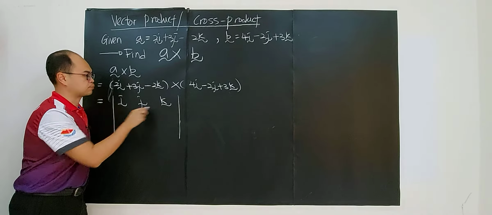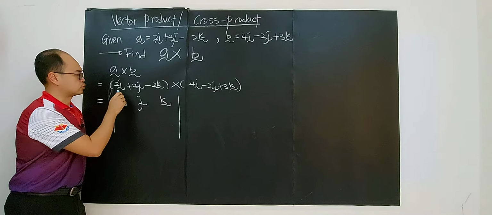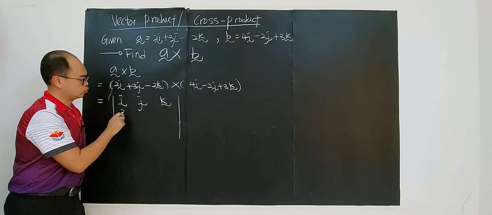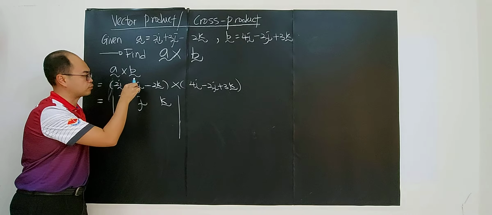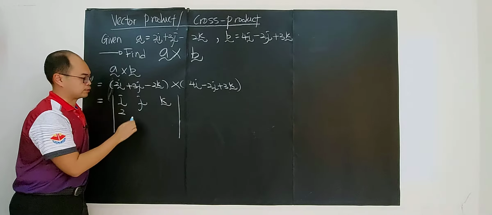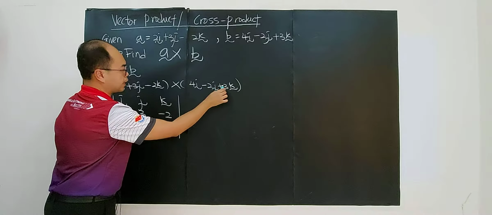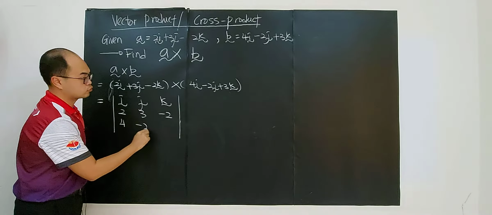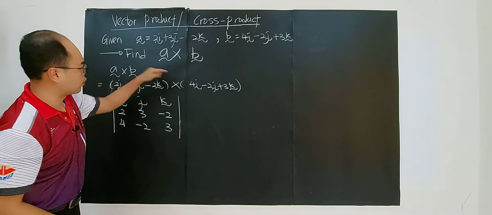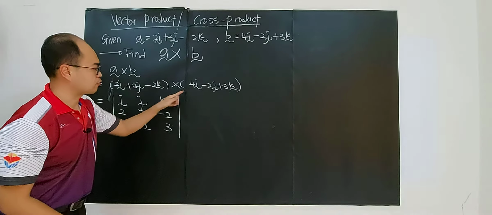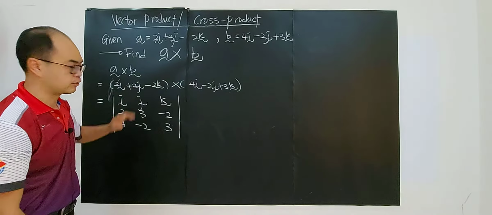For the determinant, the first row will be i, j, k. In the previous video I showed x1, y1, z1, so the second row is 2, 3, negative 2, and the third row is 4, negative 2, 3, which are x2, y2, z2. I'm not going to expand one by one, as it's very time consuming. That's why I took so long to explain how to generate this formula.